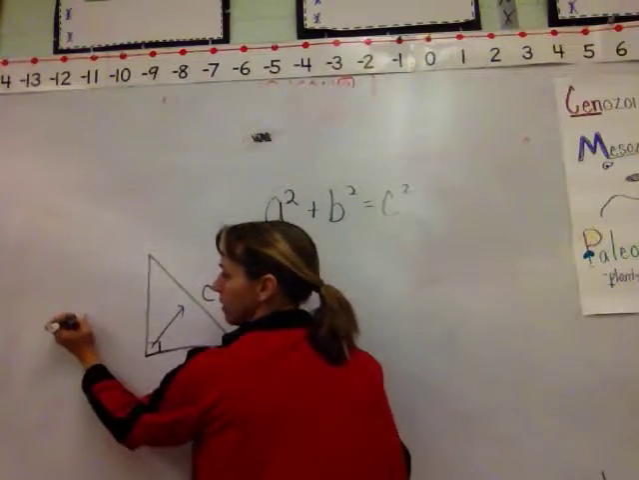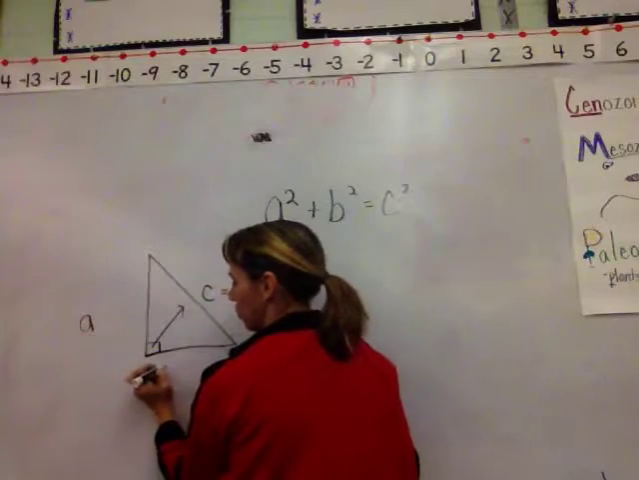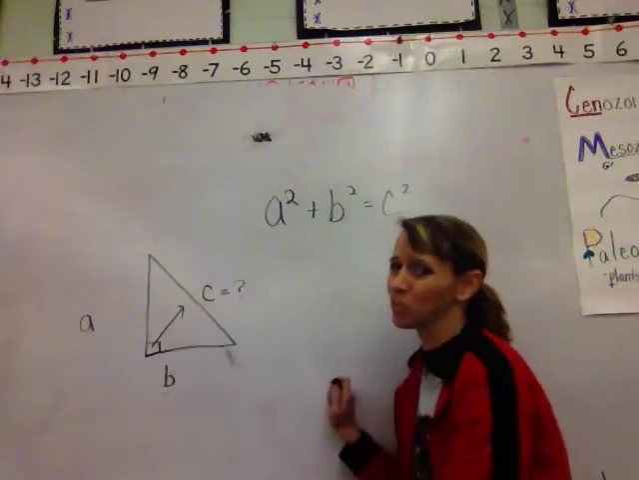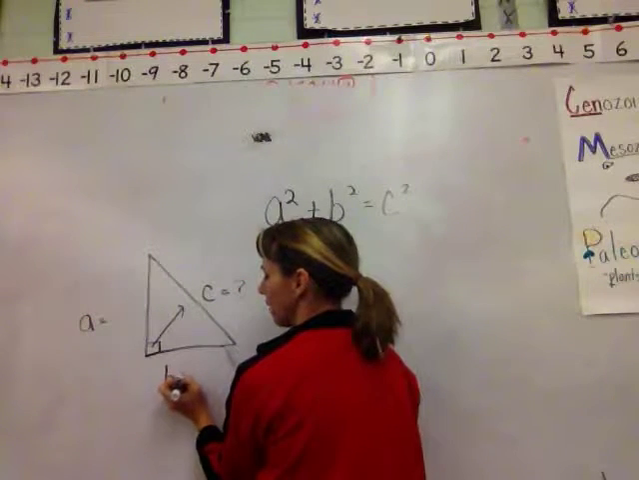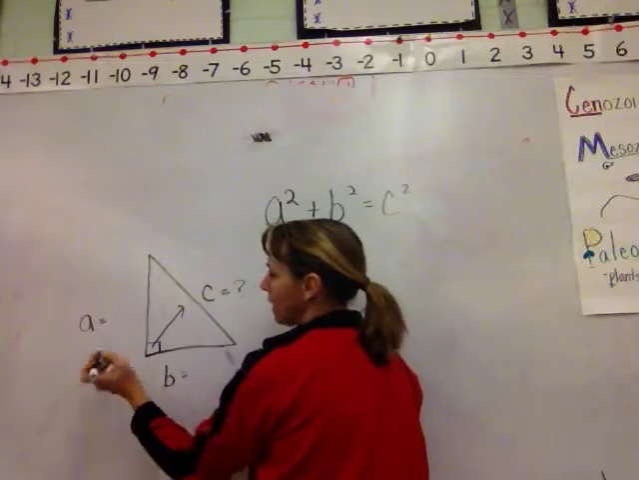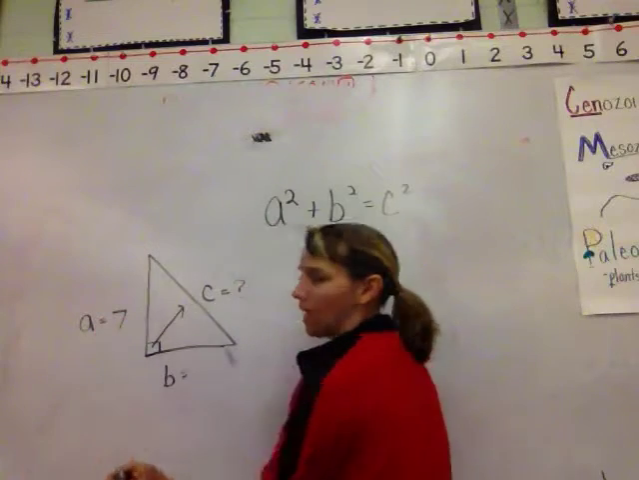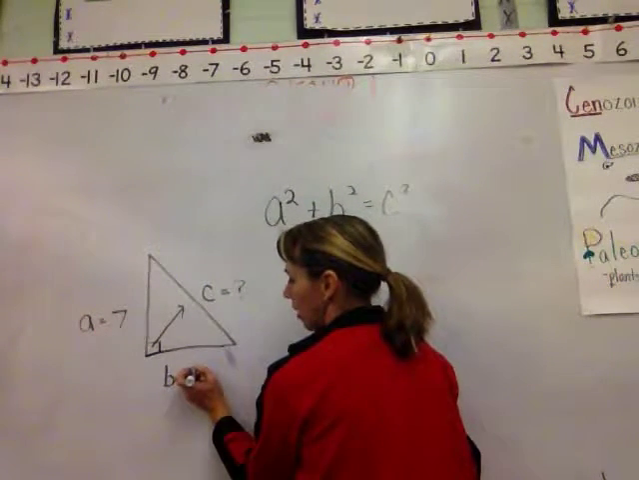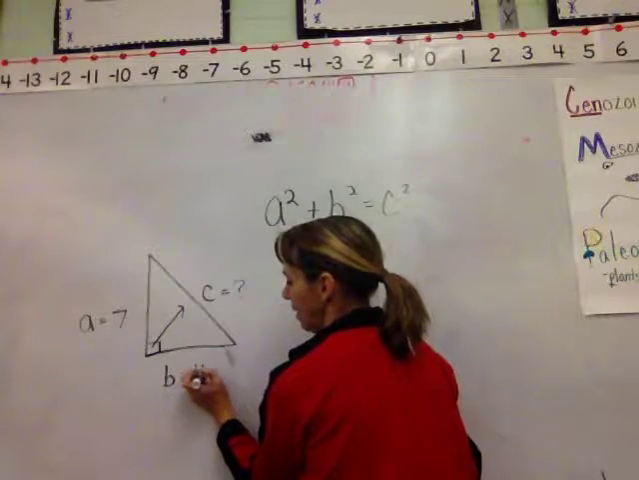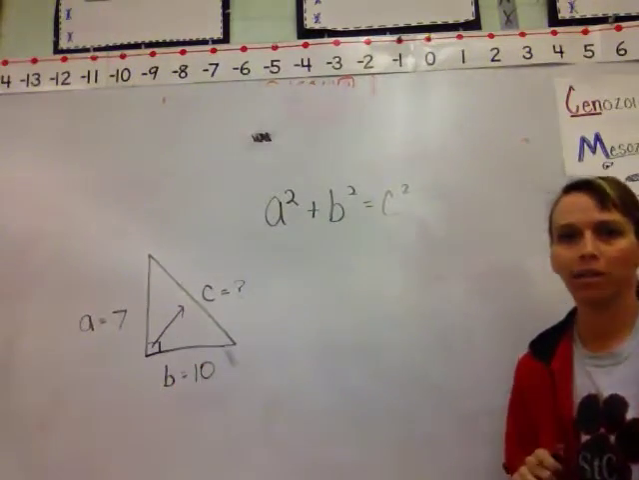For your A, you can decide which side is your A and which side is your B. I usually do it this way. I start with the top part of the L as my A, and this is my B. We're going to say that today A is equal to 7, B is equal to 10, and we're going to try to figure out the C.